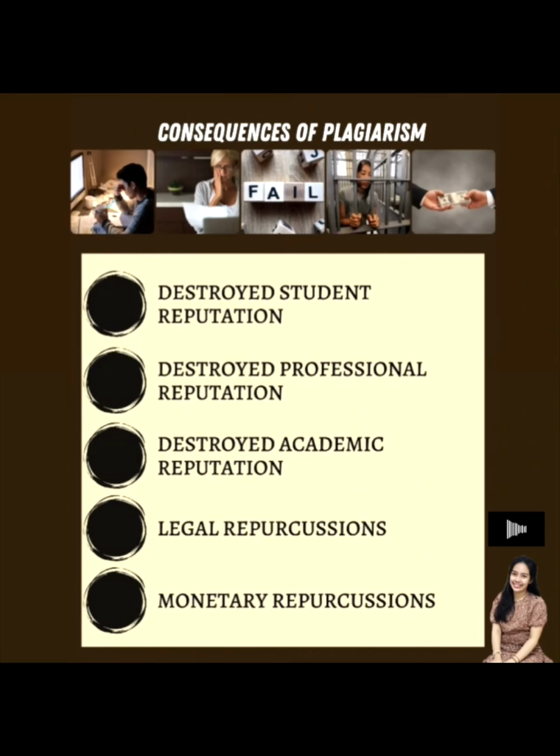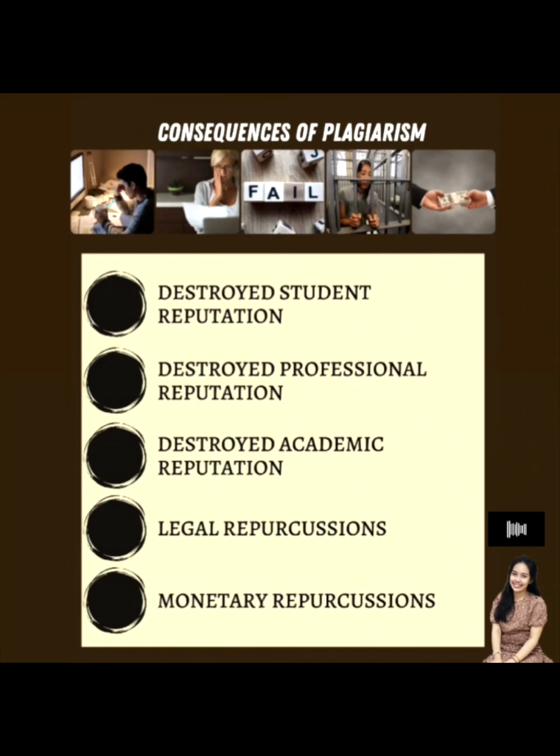The third one is destroyed academic reputation. Plagiarism's ramifications have been widely highlighted in the academic community. An academic's career might be jeopardized if they are accused of plagiarism. A prestigious academic career necessitates publications. Losing the capacity to publish will almost certainly result in the loss of an academic post and a ruined reputation.